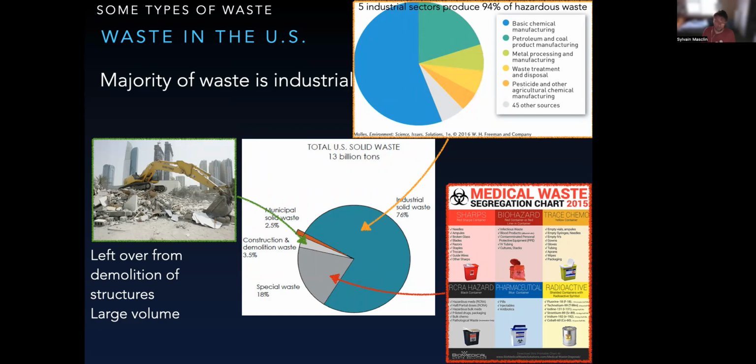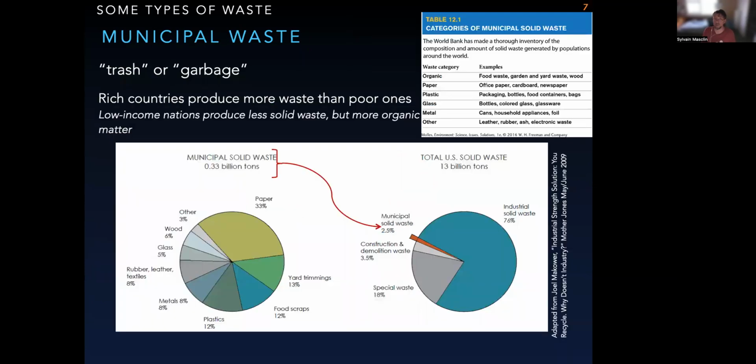Then after that, we have some special waste. Mostly the special waste will be related to, for example, the hospital sector, medical sector, some kind of waste that needs to be properly managed because it can be dangerous, toxic. And then we have a small percent coming from demolition, but those produce a very large volume of waste. They are maybe less in quantity, but the volume is big. And then what we call municipal solid waste, which is our trash, our garbage, for about 2%.